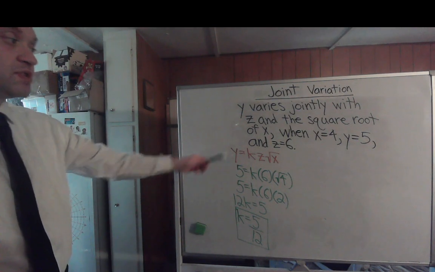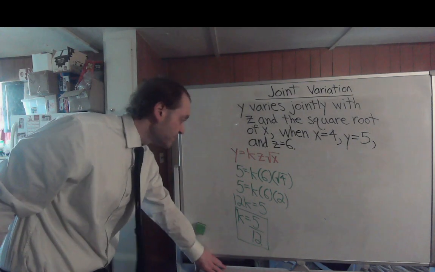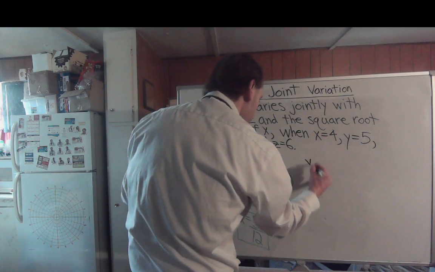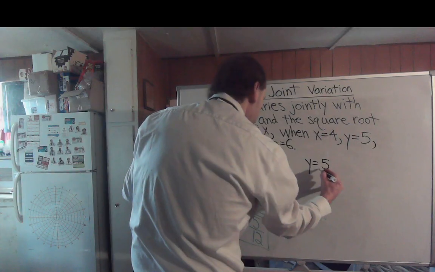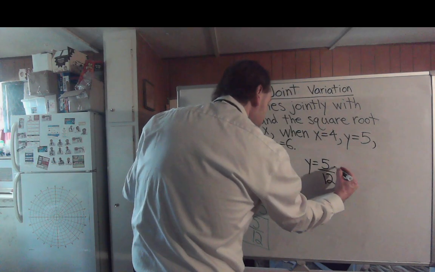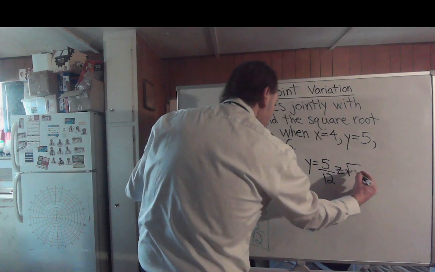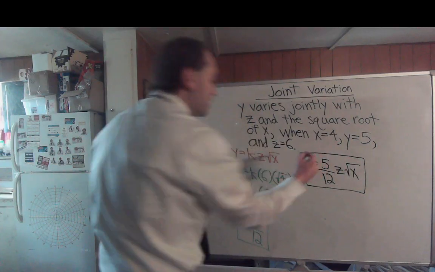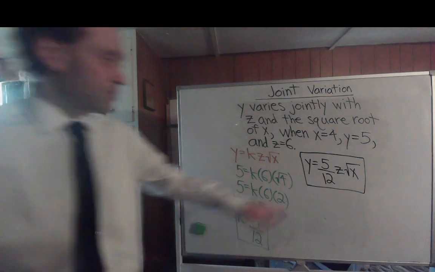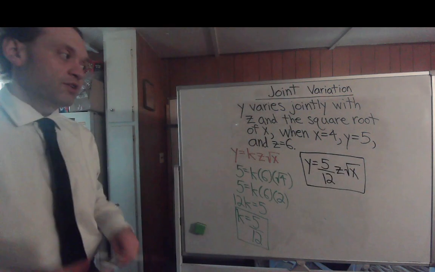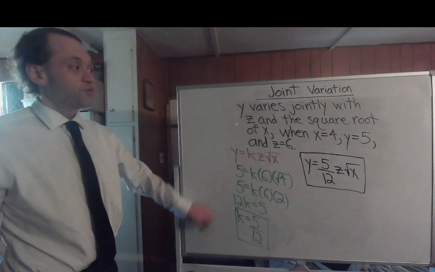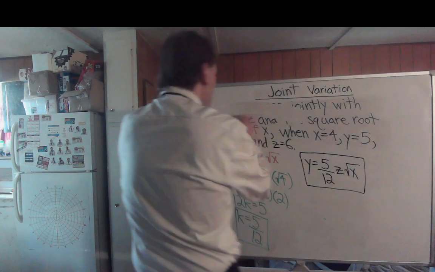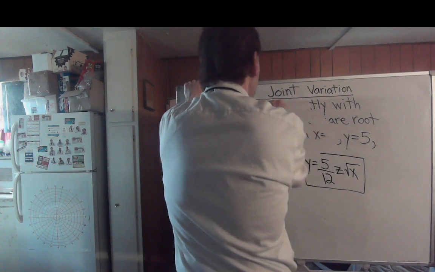Now all we have to do is put it into your equation, and you'll have your equation of joint variation. So that means y would equal 5/12 z times the square root of x. So that is your equation of joint variation. Y equals 5/12 z times the square root of x. So this proves you're not always going to have linear results. And I have one more mixed joint variation problem.